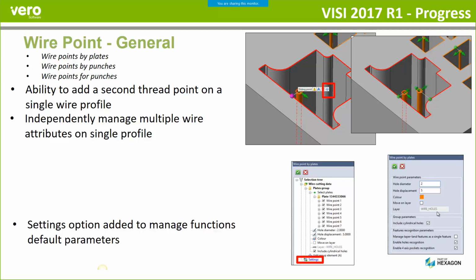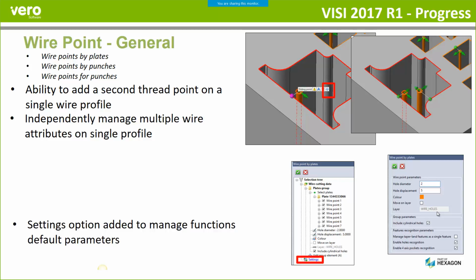You can now, within all of those 3 functions, the 2 that were added in the last release, so the wire point by plate and the wire point by punches, and now the new wire points for punches option. They've all been updated a little bit, or the first 2 have. So you've now got the ability to add multiple or 2 wire start positions for any profile. If you want to put in more than one wire start position, you can.